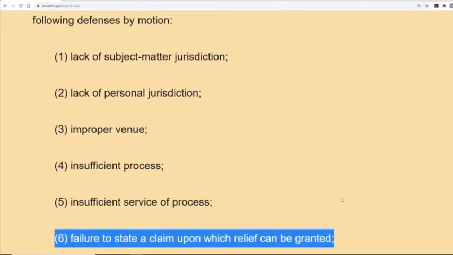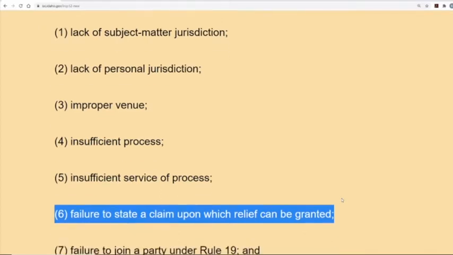Right here, the way it's laid out right there: lack of subject matter jurisdiction, lack of personal jurisdiction, insufficient process, insufficient service of process, failure to state a claim upon which relief can be granted. There they are, right there. I didn't write it, but that's what it says. You could damn near just copy and paste this right into a Microsoft Word document or any kind of WordPad, and you're damn near done. Right.